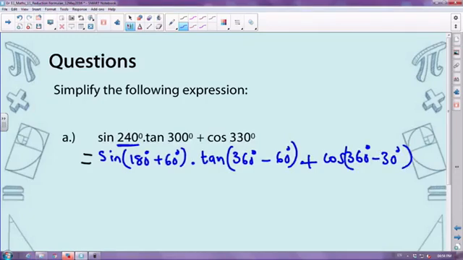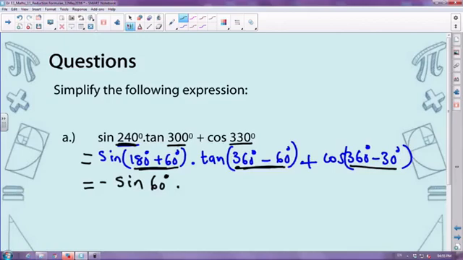Guys, you have to be extra careful here. The 180 plus, it has to take you back there. What is 180 degrees plus 60? That is 240. The 360 minus 60, it's 300. The 360 minus 30, that's 330. Okay. Now, you've got 180 degrees plus 60. Which quadrant is that? That is the third quadrant. How is sine in the third quadrant? It is negative. So you get negative sine of 60 multiplied by tan of 360 minus 60.